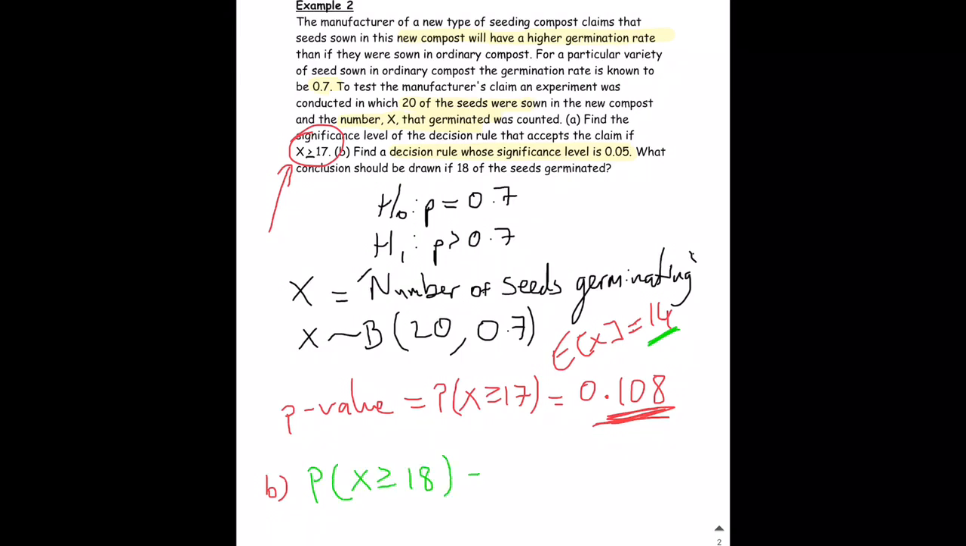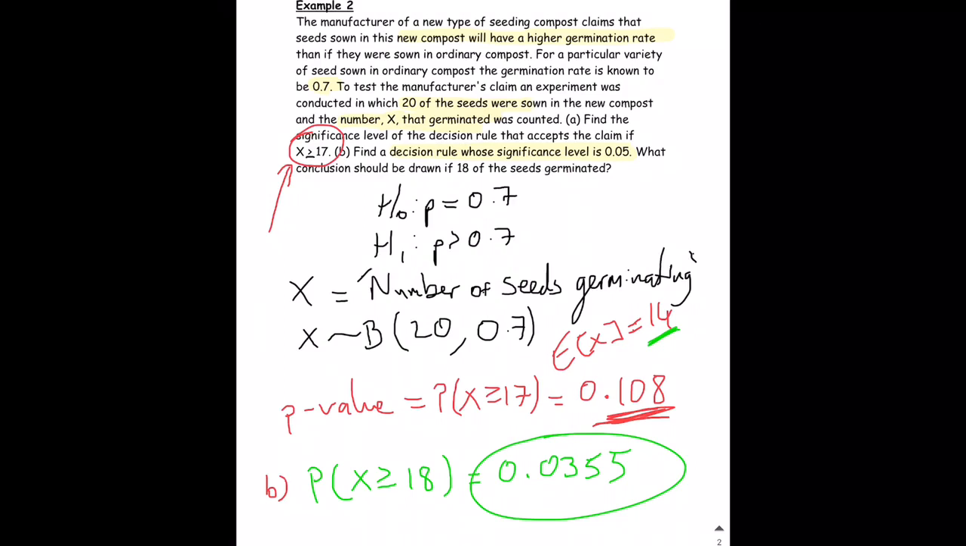So I try 18, which is 1 minus the probability of being less than or equal to 17. So if 18 seeds germinated, the probability of 18 or more seeds germinating is actually 3.55%. Yes, that would be enough at a 5% significance level to start rejecting H0. So my decision rule would be: this compost has a higher germination rate if 18 seeds or more germinate out of 20.